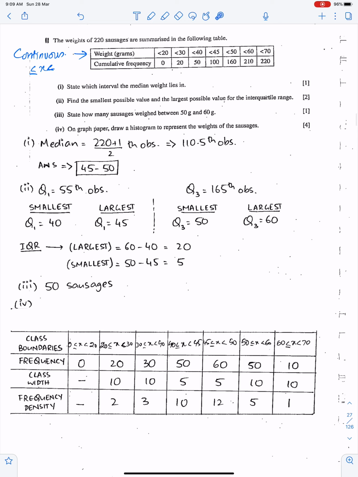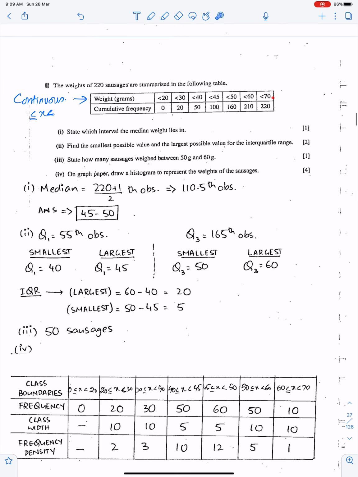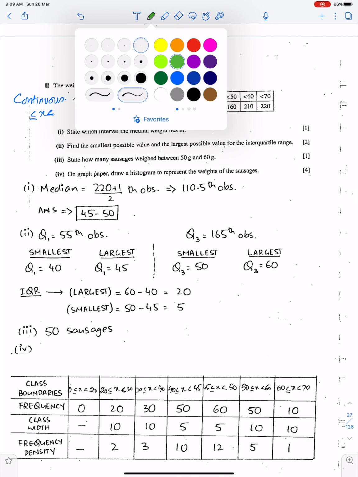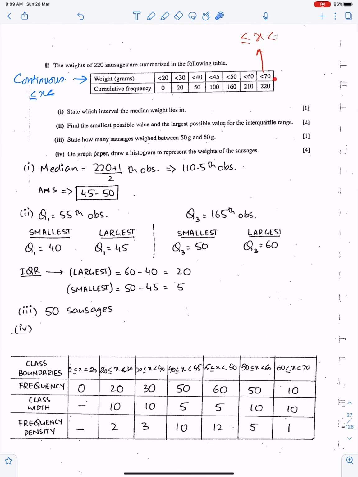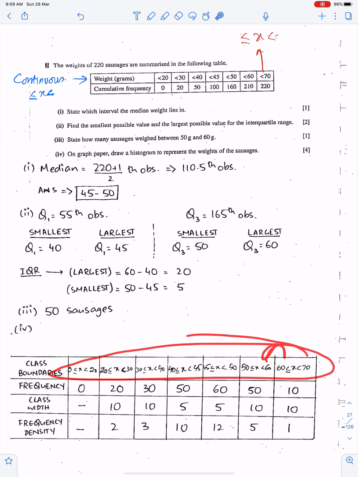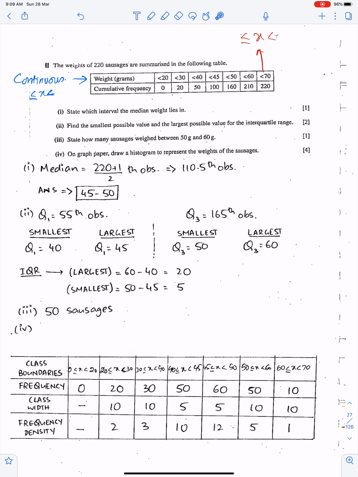Now this data is continuous, weight in grams, continuous. So you have to go for the inequalities, class boundaries. Since this number is exclusive, use this type of inequality. 70, 60, 60, 50 and so on, and the first number must be 0. So these are the class boundaries because both the numbers are same. Now you can easily draw the histogram.